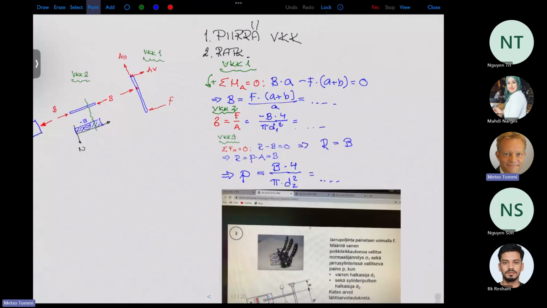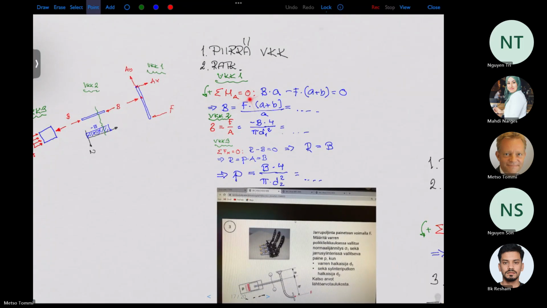And so we write the moment sum at point A, because we don't need to know these AY, AX components. We only need to know this B. And it looks like that. Px is rotating counterclockwise, F is rotating clockwise. So these moments sum must be 0. And again, we can calculate this support reaction B.